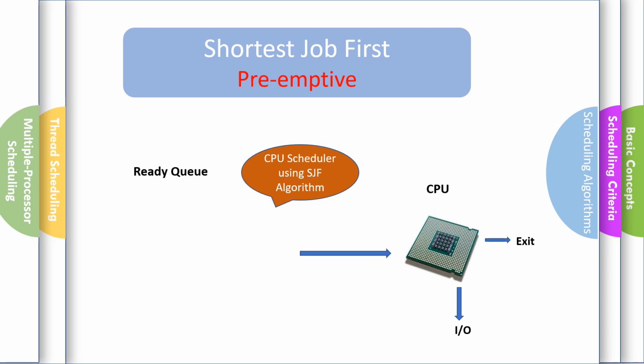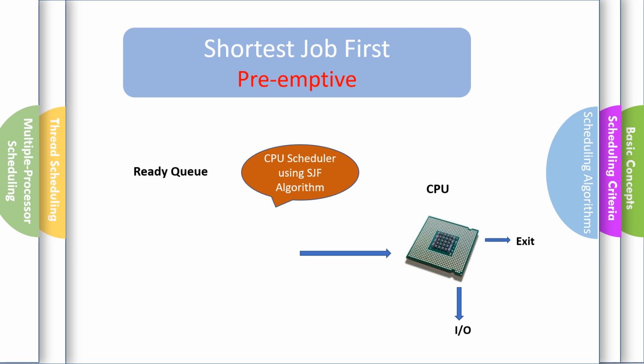So in the previous slide we saw that P4 was not removed from the CPU. Only when it left the CPU was P9 allocated to the CPU. But here, since it is the preemptive version of the algorithm, the running process will be halted in between and the smaller process will be allocated to the CPU for execution. This is called shortest job first.